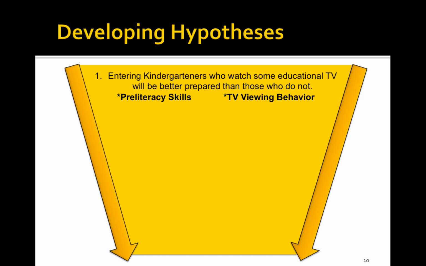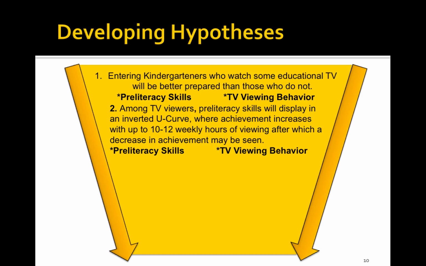Now, let's make sure that we are using all of our variables. And then we will decide how these will be measured. So in the first hypothesis, entering kindergartners who watch some TV will be better prepared than those who do not. The variables that I'm looking at are pre-literacy skills, because that's what I'm measuring as being better prepared, and TV viewing behavior, right? The kindergartners watch some educational TV versus those who do not.